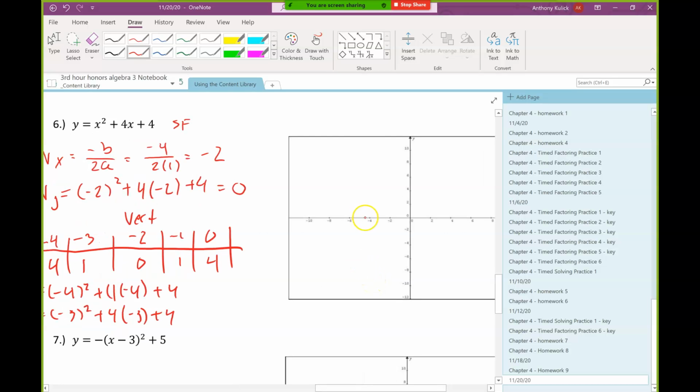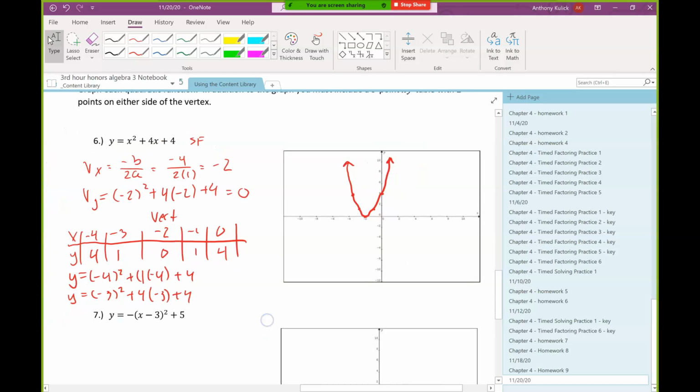So let's see, we have negative 4, 4. Negative 3, 1, negative 2, 0, negative 1, 1, and then 0, 4. So our parabola would look like this. And that's it.